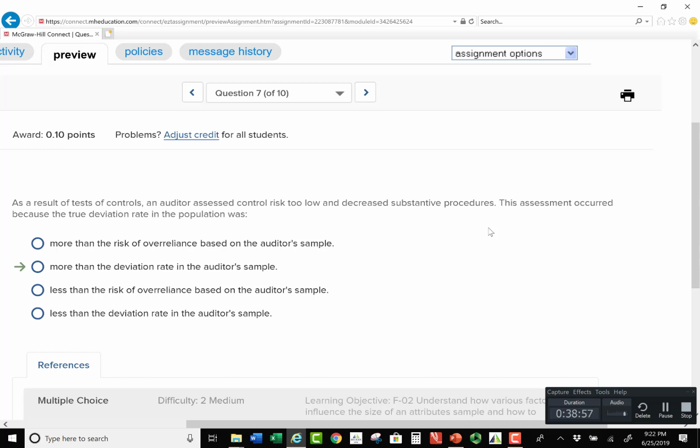Right? Now, is eating a poison apple a wrong decision? Yes, it is. Is assessing control risk too low a wrong decision? Yes, it is. And you made that wrong decision because what? This mistake occurred because the true deviation rate in the population was more than the deviation rate in the sample.